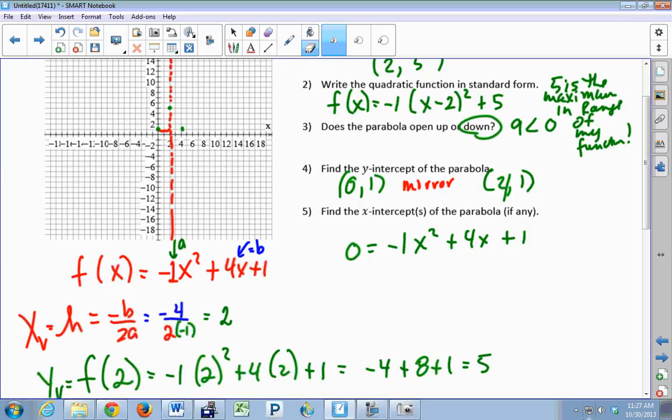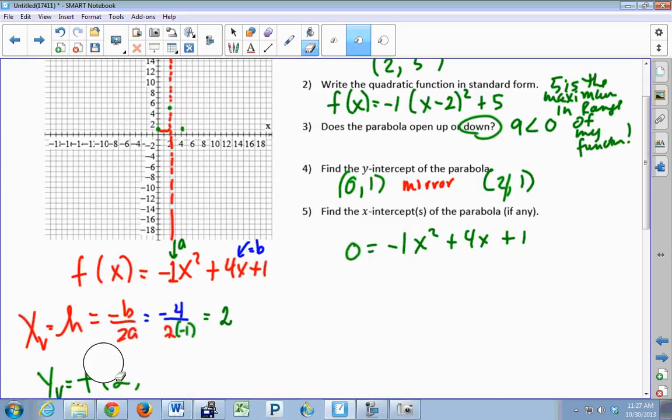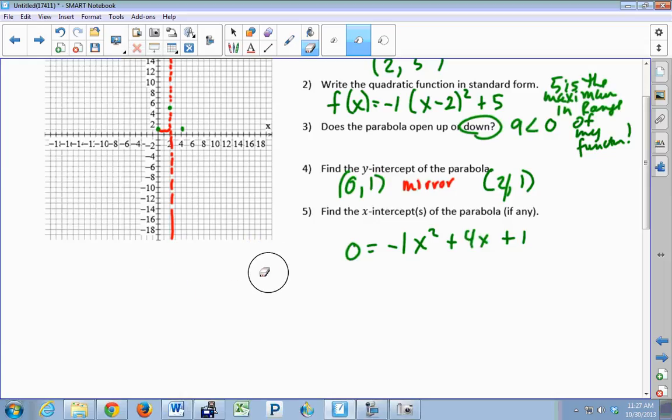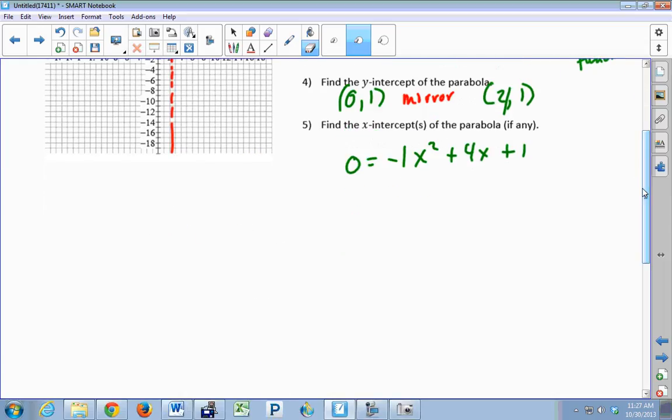Now I look at that and I say, I can't factor that. If you can't factor a quadratic, it tells you that your roots are irrational numbers. They're not going to be nice, pretty rational numbers. So you have to use your quadratic formula in order to find the x-intercepts or the roots or the zeros. Those are all names we have for x-intercepts. All right, so let's do the quadratic here. A is negative 1, B is 4, and C is 1.